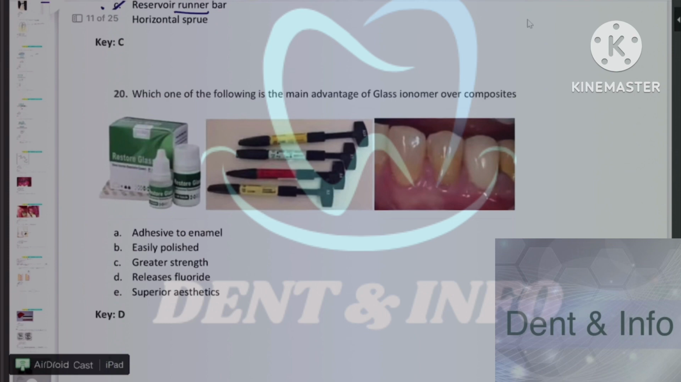Main advantage of glass ionomer over composites. It's only one, it releases fluoride. Easily polished, no. Adhesive to enamel, composite is also very adhesive. Greater strength, no. Superior aesthetics, no.